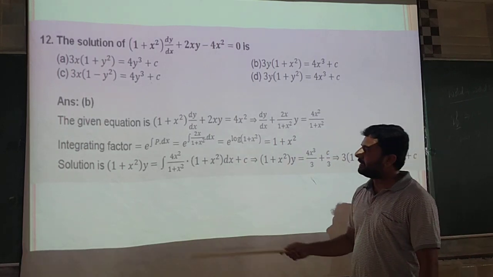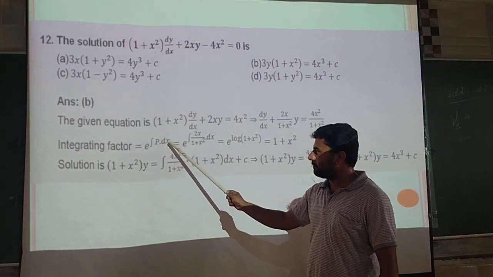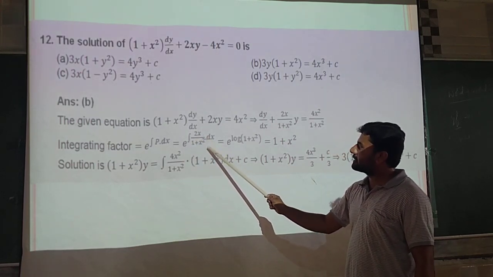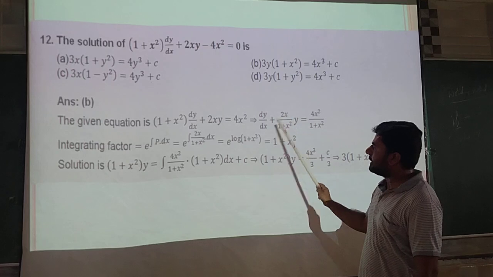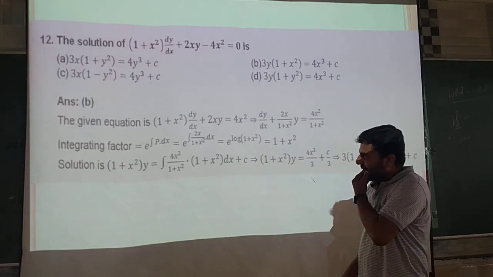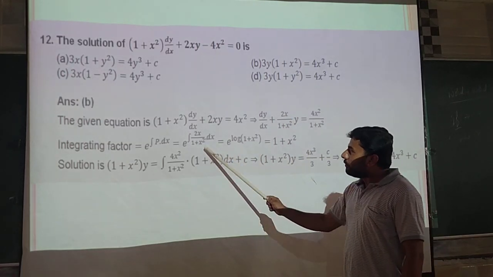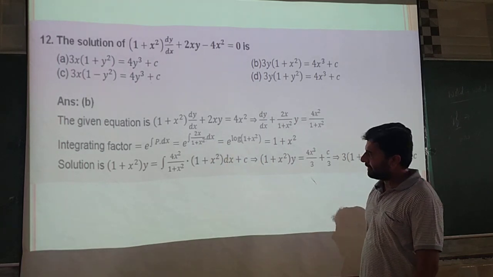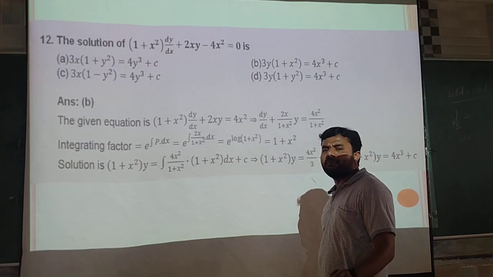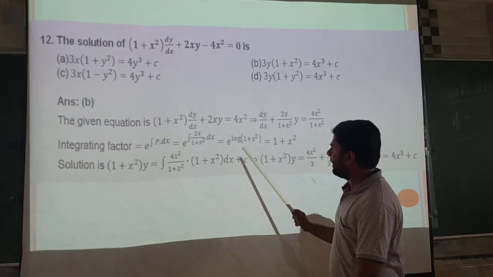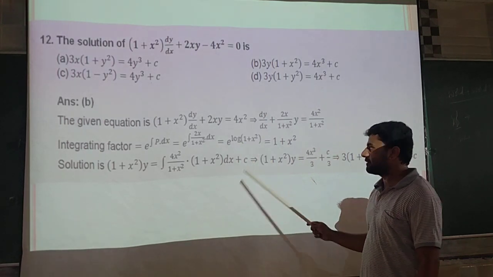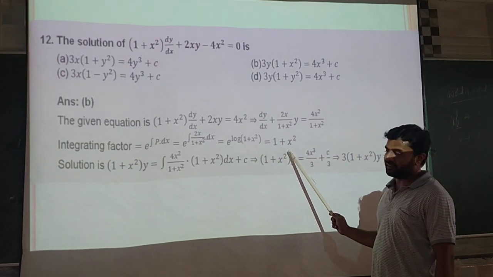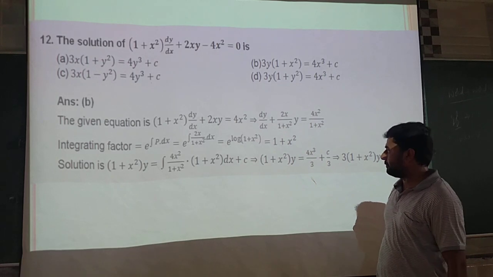Then we have to find the integrating factor, e to the power of integrate p with respect to x, is equal to e to the power of integrate 2x divided by 1 plus x square dx, where the value of p is 2x divided by 1 plus x square. We know that the derivative of 1 plus x square is 2x. Then once again, integrate f dash of x divided by f of x, log of denominator, e power log of 1 plus x square. We know that e power log of f of x is equal to f of x only. So 1 plus x square.